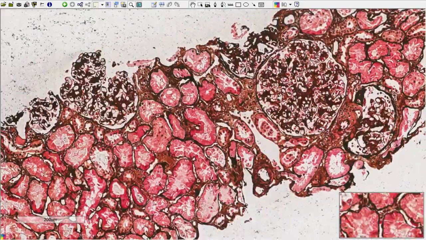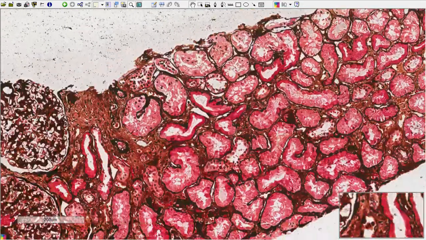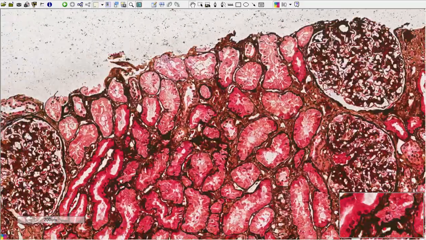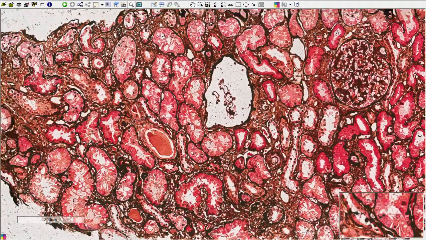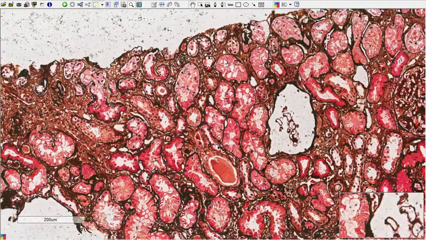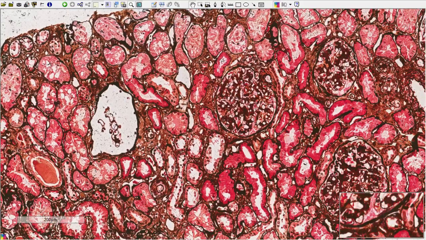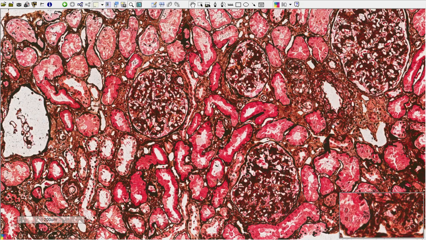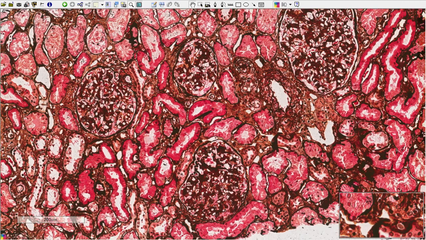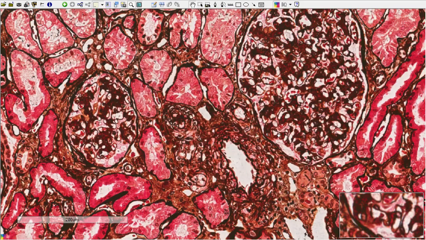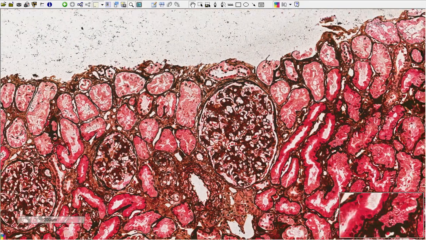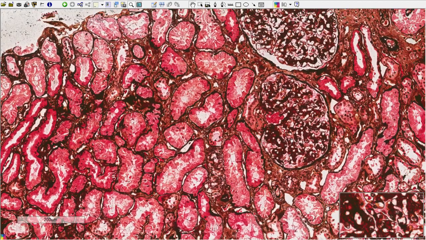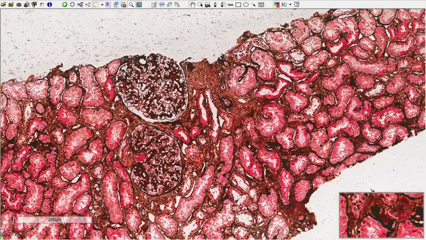So at the glomerular level, the changes are mainly confined to the mesangial area. We have accumulation of this PAS positive and only partially silver positive material in the mesangium, with some degree of mesangial hypercellularity and a lesion of segmental sclerosis that we saw on the PAS.